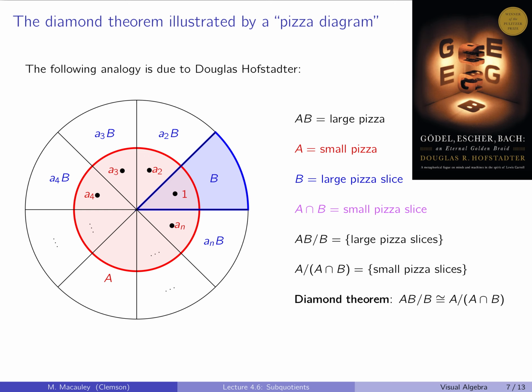If you take this drawing to be 8 slices of pizza, this set of 8 pizza slices is isomorphic to A mod A intersect B, which is the smaller pizza mod the smaller pizza slice. So this is the group of small pizza slices, and this one is the group of large pizza slices, and they have the same algebraic structure. And that's the diamond theorem via pizza diagrams.